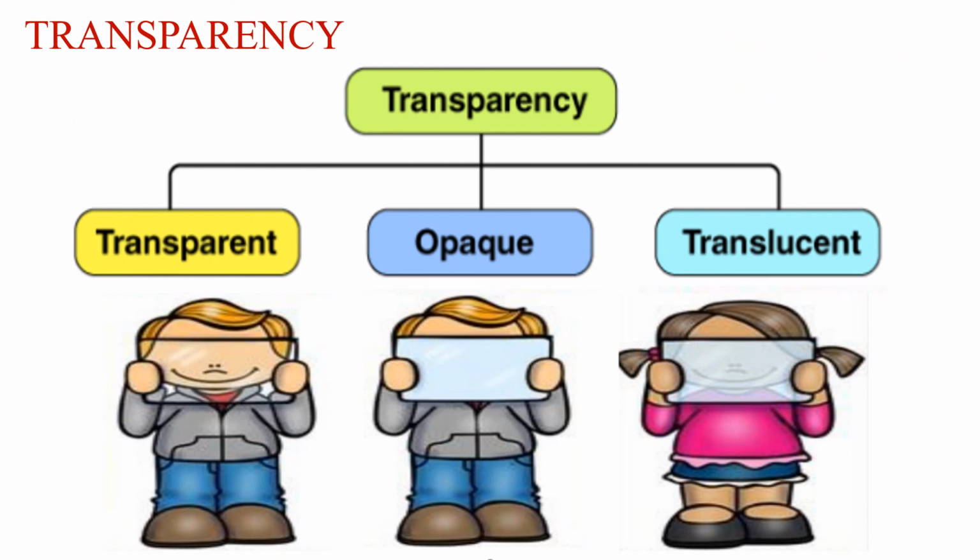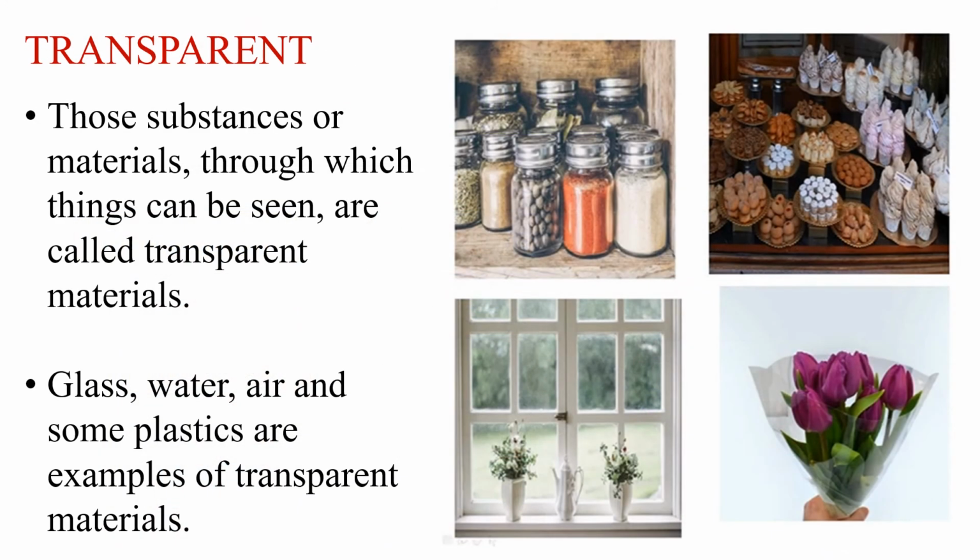So, the last property which we will study is transparency. Based on transparency, the materials are classified into transparent, opaque and translucent. We will see each one of them in detail. Those substances or materials through which things can be seen are called transparent materials. Glass, water, air and some plastics are examples of transparent materials.